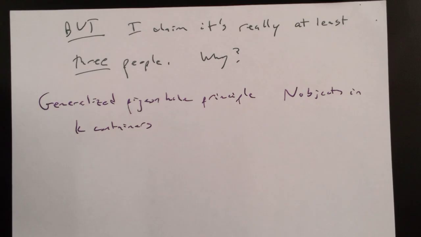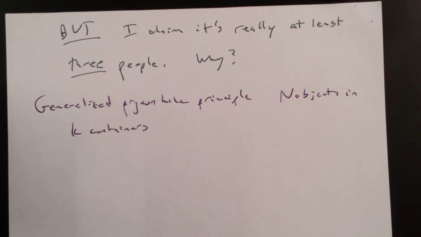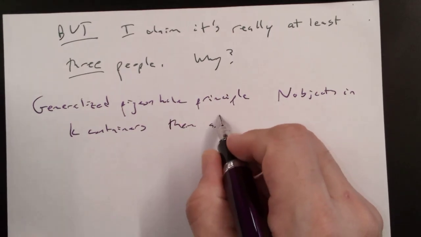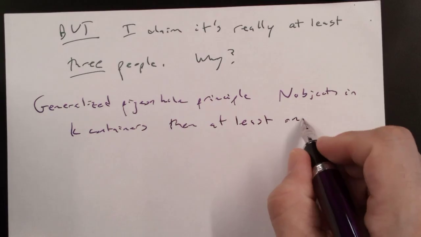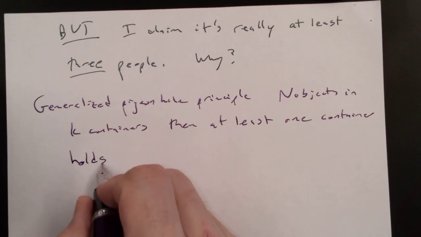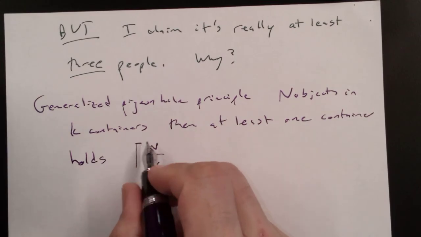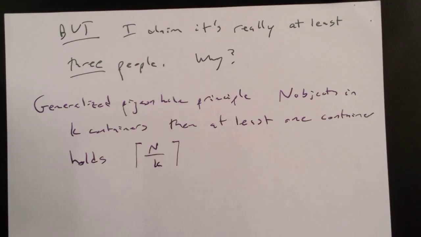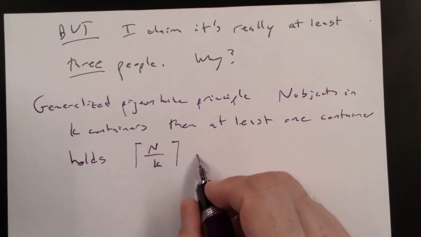So 10 divided by 4 is 2.5, right? So I put 1, 2, 3, 4, 1, 2, 3, 4. That's 2 in each. I still have 2 more things to go. I have to take that fraction and round up. And there's my round up thing, the ceiling operation. Take n divided by k and round up.